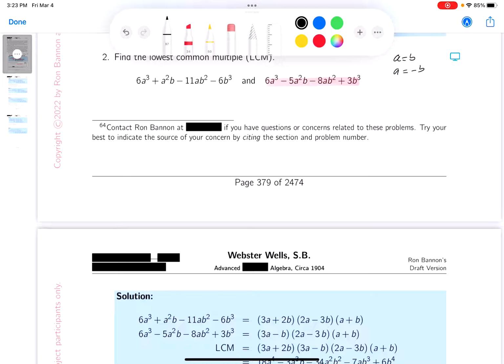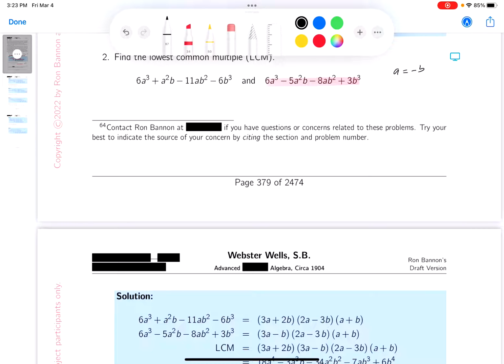Now, I want to point out that if I said a is equal to b, just to quickly go through it, it would be 6b cubed minus 5b cubed minus 8b cubed plus 3b cubed. And does that work out? No, that doesn't give you 0. So that didn't work. Let me erase this now. Now I'm going to try a equals minus b.